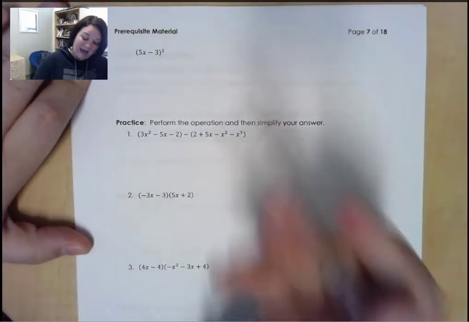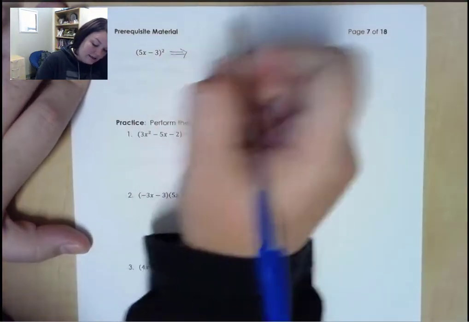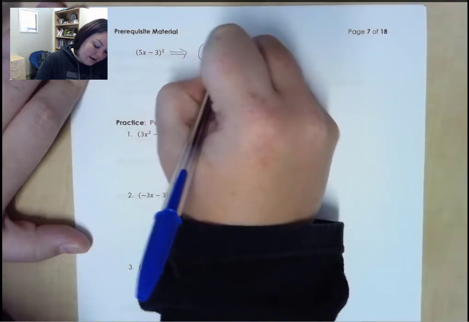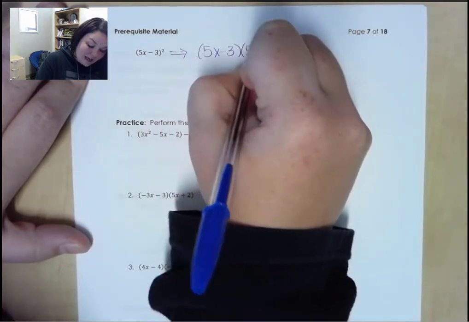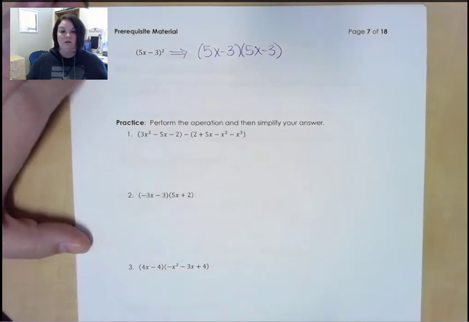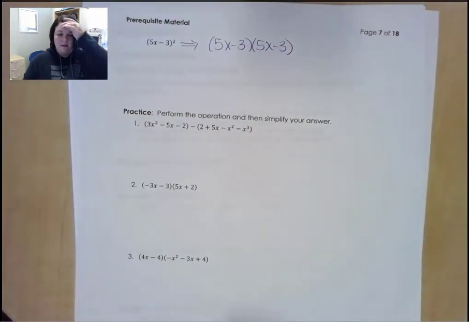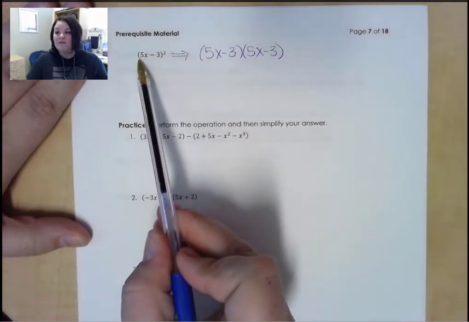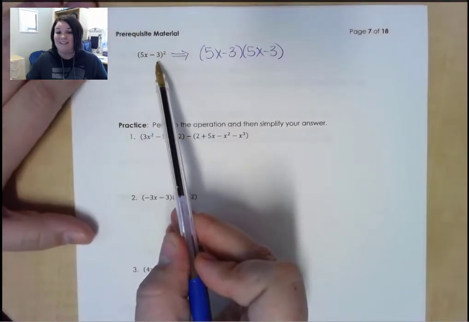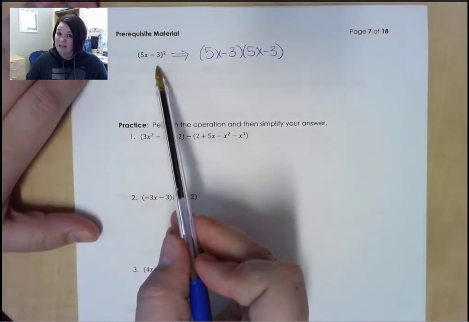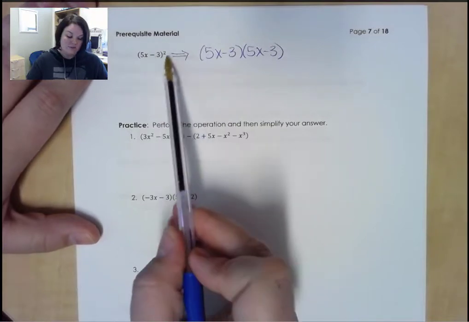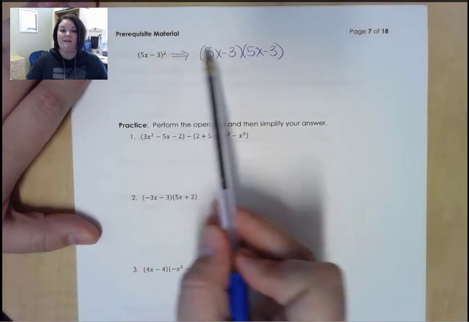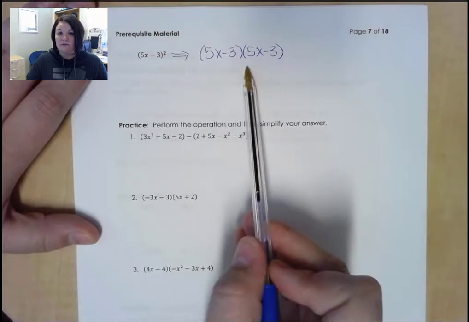And so what this is actually representing is the quantity 5x minus 3 times itself, with 2 copies, okay? So the biggest mistake that everyone makes is they want to just square the 5x and just square the 3, and that's not correct because you're going to be missing out on some terms, okay? Anytime you see an exponent, you want to make sure you write that out as repeated multiplication.